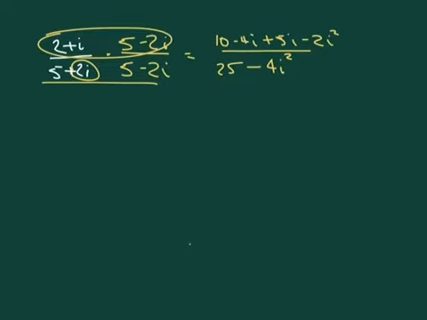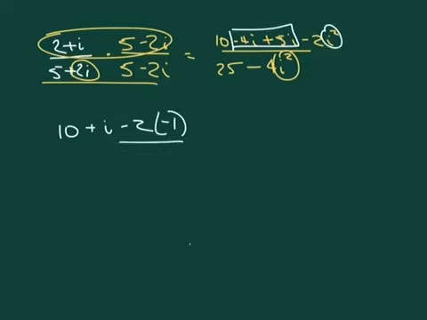All right. Now, why did you do that? Because i squared is negative 1. So this i squared here will change to a negative 1. Whoops. So let's go ahead and do that. We're going to write the numerator as 10, and we're going to combine these two, plus 1i minus 2, and this i squared changes to a negative 1, over minus 4 times this i squared changes to a negative 1.